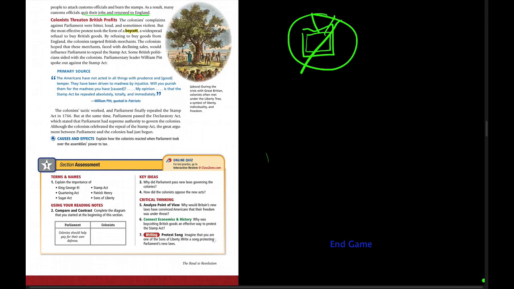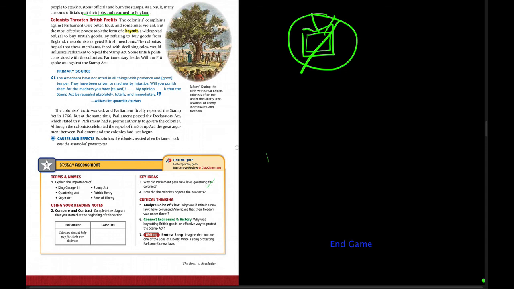William Pitt, quoted from a collected papers called Patriots, said, "The Americans have not acted in all things with prejudice and good temper. They have been driven to madness by injustice. Will you punish them for the madness you have caused? My opinion is that the Stamp Act be repealed absolutely, totally, and immediately."